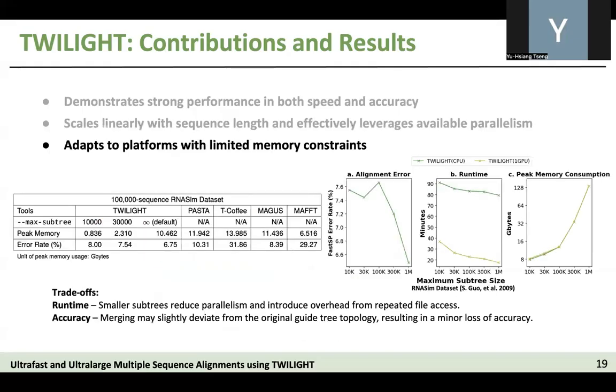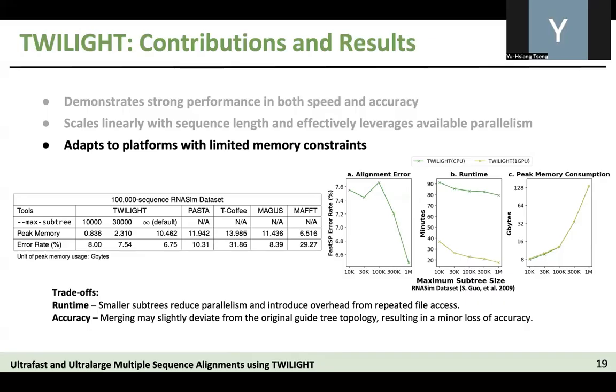With the divide and conquer strategy, TWILIGHT can also be adapted to platforms with limited memory constraints, such as a personal laptop. From the figure on the right, without the divide and conquer strategy, TWILIGHT requires 130 GB of memory to finish the alignment of 1 million sequences. But by applying the divide and conquer strategy, we can reduce the peak memory consumption to under 16 GB or even close to 8 GB, which makes it possible to do this large-scale alignment on personal devices.